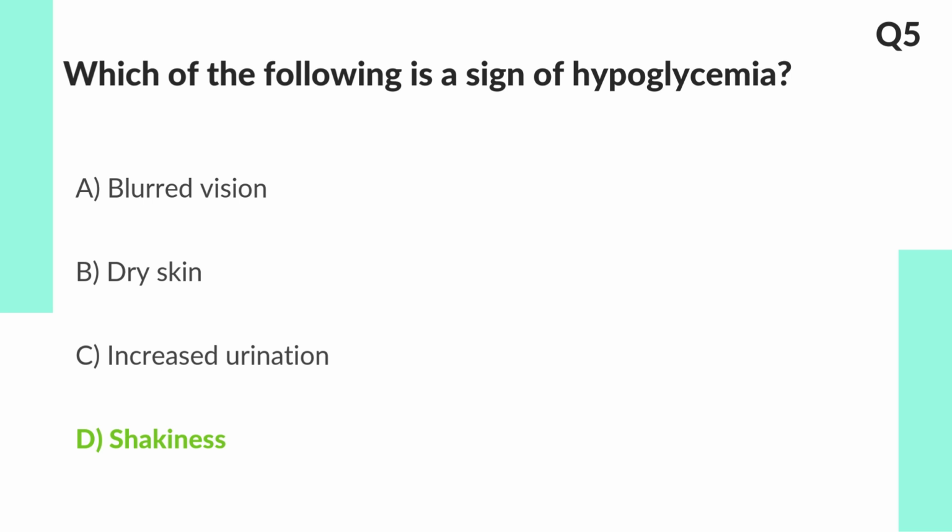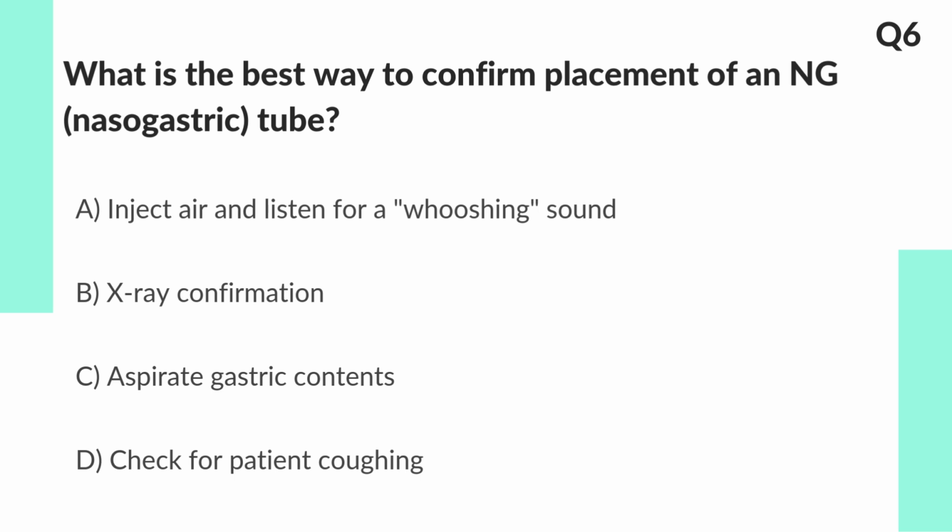shakiness. Option A and C, you could see those manifestations in case of hyperglycemia. So if the sugar level is too high, then they have polyuria, and if the diabetes is affecting the eyes, they could have blurred vision, and the condition where it affects the eyes is called diabetic retinopathy, isn't it? So I think that's clear for you. Let's move to the next question.